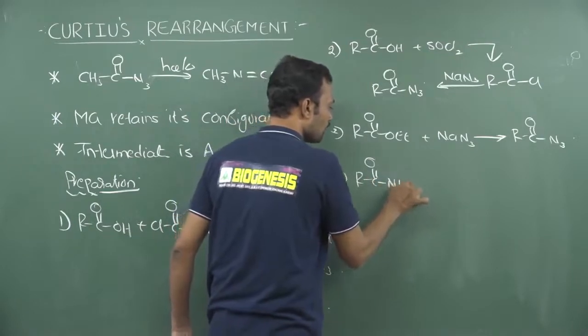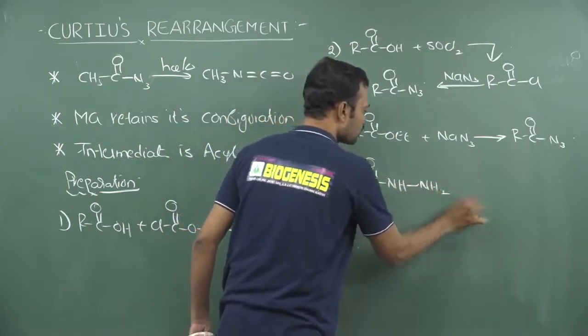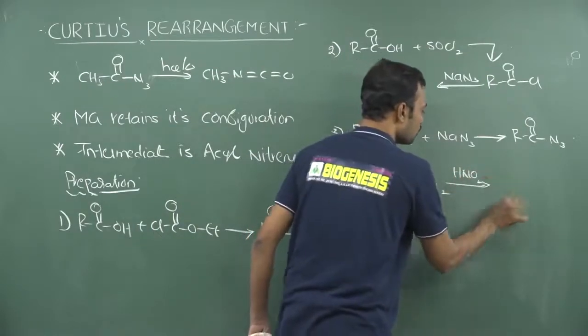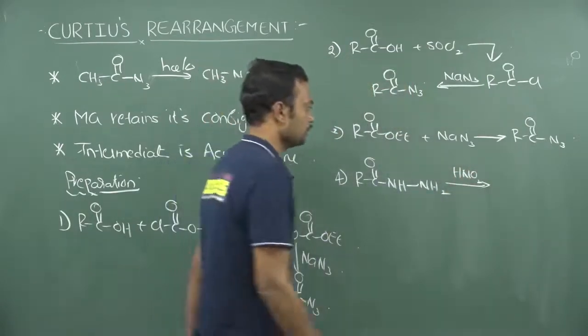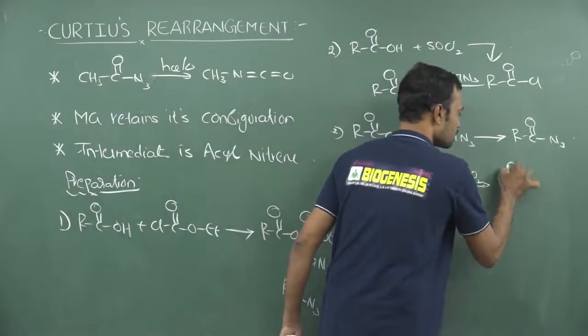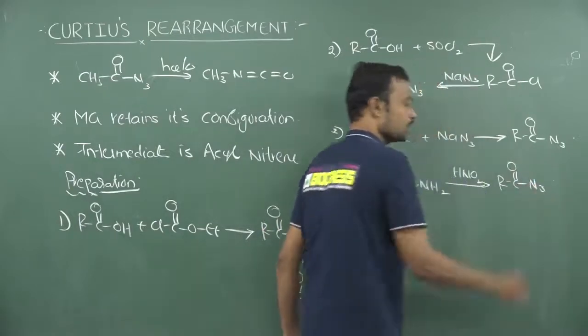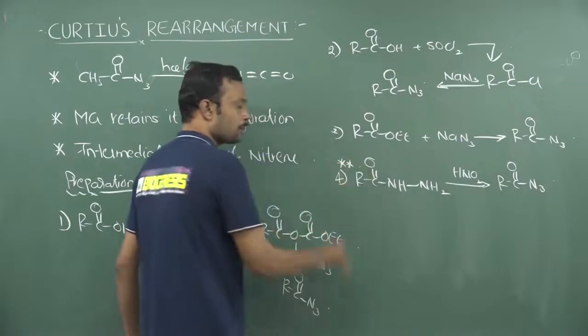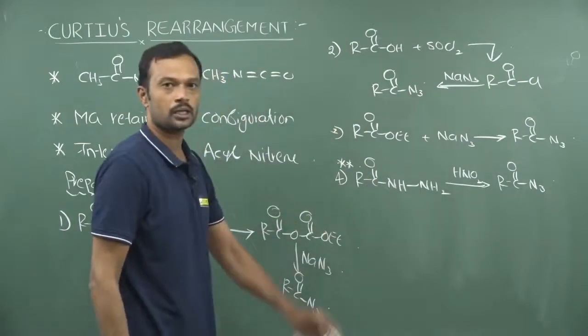Not only this, we can also take any acyl hydrazine. This is called acyl hydrazine, NHNH2. Acyl hydrazine on treatment with HNO2, nitrous acid, finally forms an acyl azide like this. This is also a most important interconversion, similar to the Gabriel phthalimide reaction.